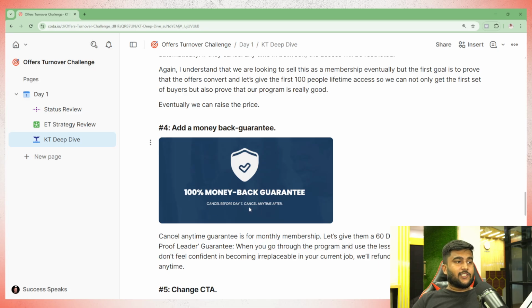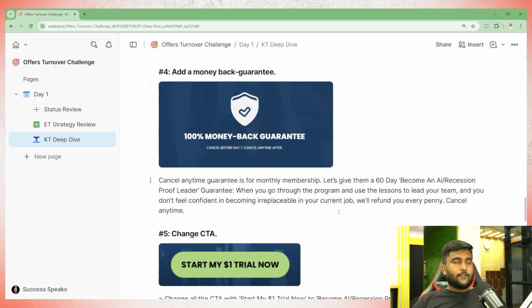Right now it was just cancel before day 7, cancel anytime after. But anytime after was not applicable because they just paid $499 for a year's membership. Why would they even cancel it, right? So that was the ideology behind this fourth suggestion.